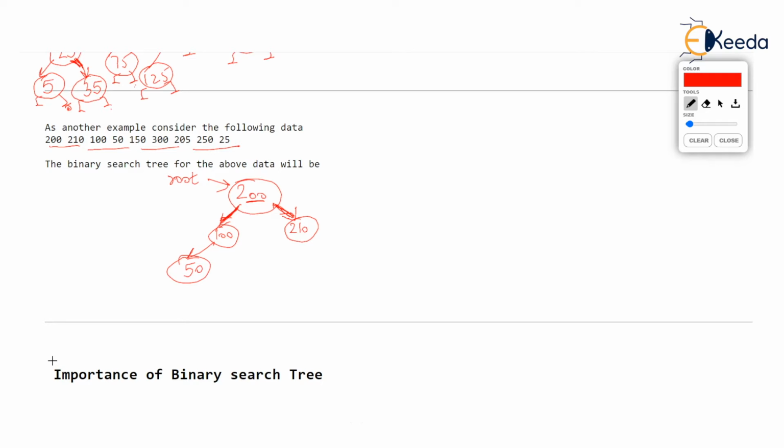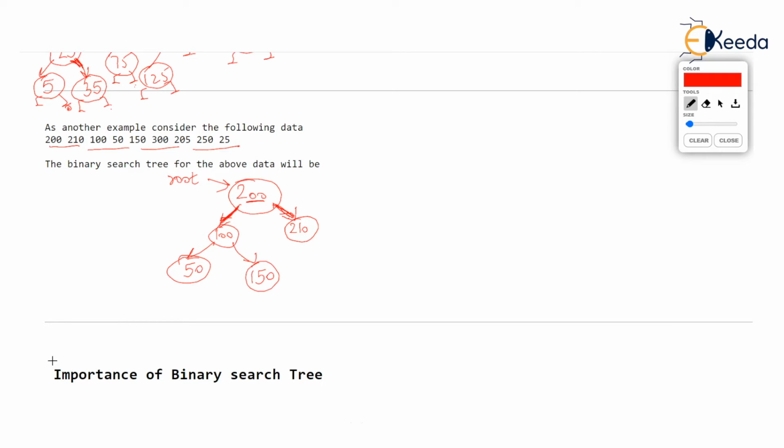Next value is 150. Start comparing at 200. 150 is less than 200, so come to the left of 200, which is 100. And 150 is greater than 100, and you have a vacant place here. So 150 is the right of 100.